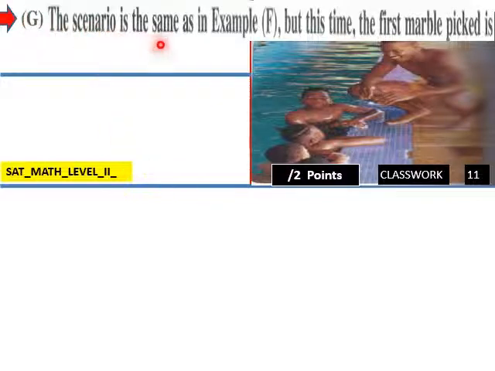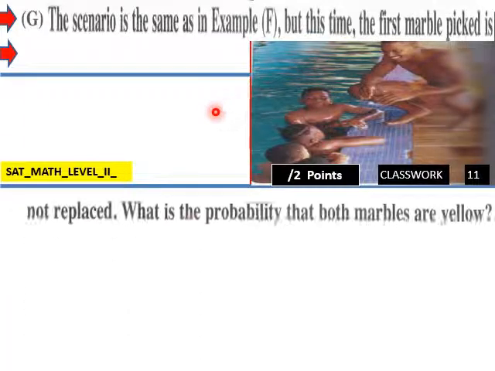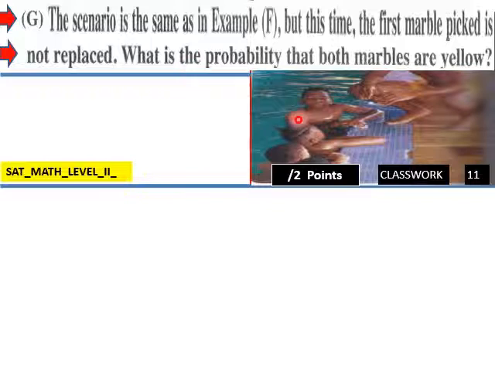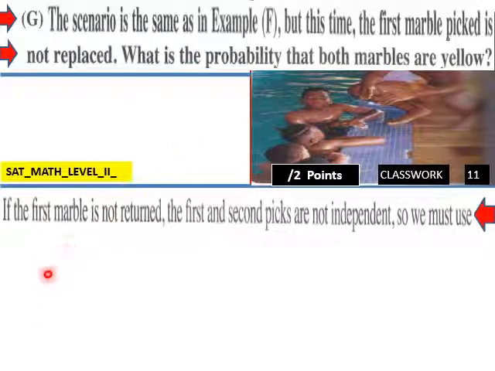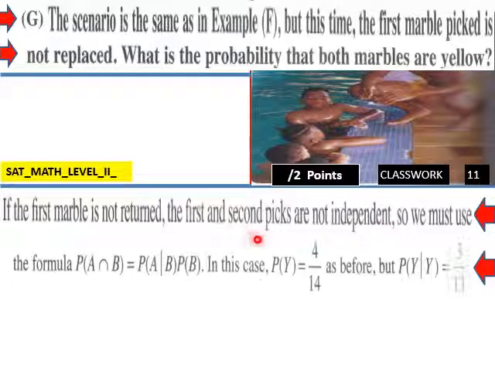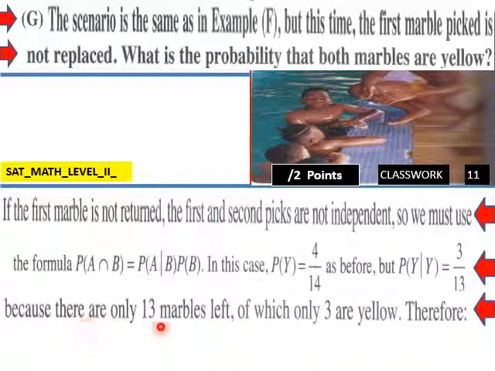And G here, the scenario is the same as in example F, but this time the first marble picked is not replaced. What is the probability that both marbles are yellow? If the first marble is not returned, the first and second picks are not independent, so we must use the formula: probability of A joined B equals probability of A given B times probability of B. In this case, the probability of yellow equals 4 over 14 as before, but the probability of yellow given yellow would equal 3 over 13 now, because there are only 13 marbles left, of which only 3 are yellow.